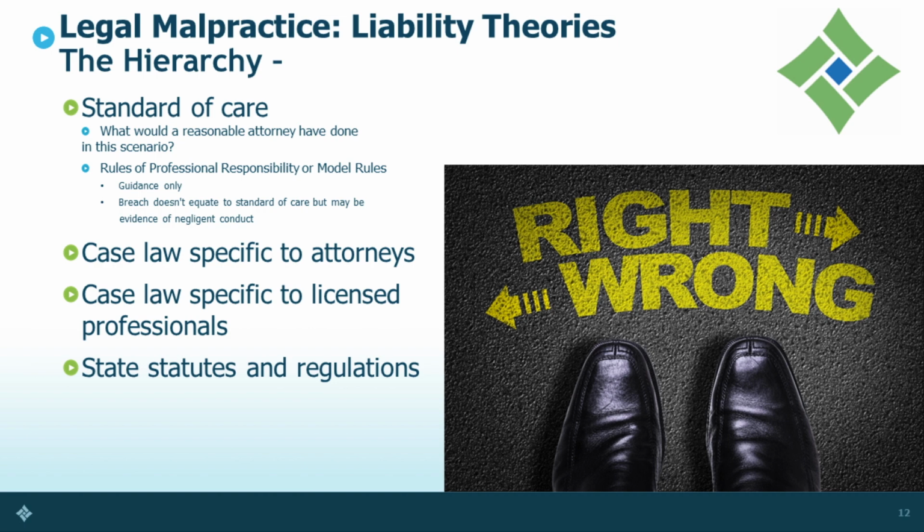The next, we have guidance from the rules of professional conduct. The RPCs may be different in each jurisdiction, and there's also the model rules. But just remember that these rules are a guide. A breach of the rules of professional conduct does not automatically mean a breach of the standard of care, but it's likely evidence of negligent conduct.